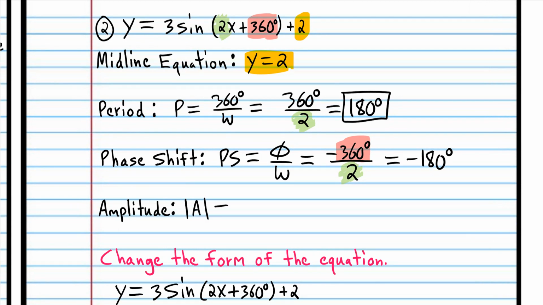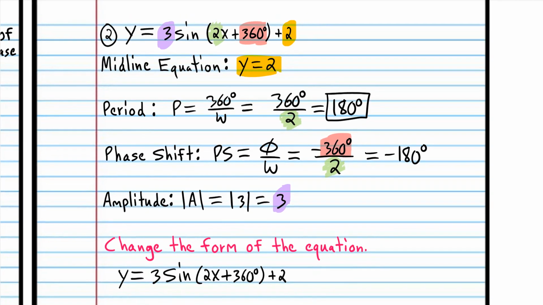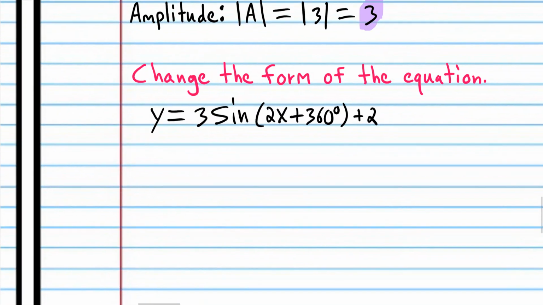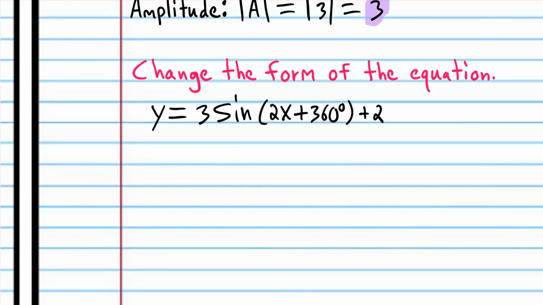The absolute value of the amplitude is 3. So that is the amplitude, and I got that number from there. So now we're going to actually graph this equation, but again, we're not adding or subtracting 2 from y, we're not multiplying x by 3, and we're not adding 360 to 2x.